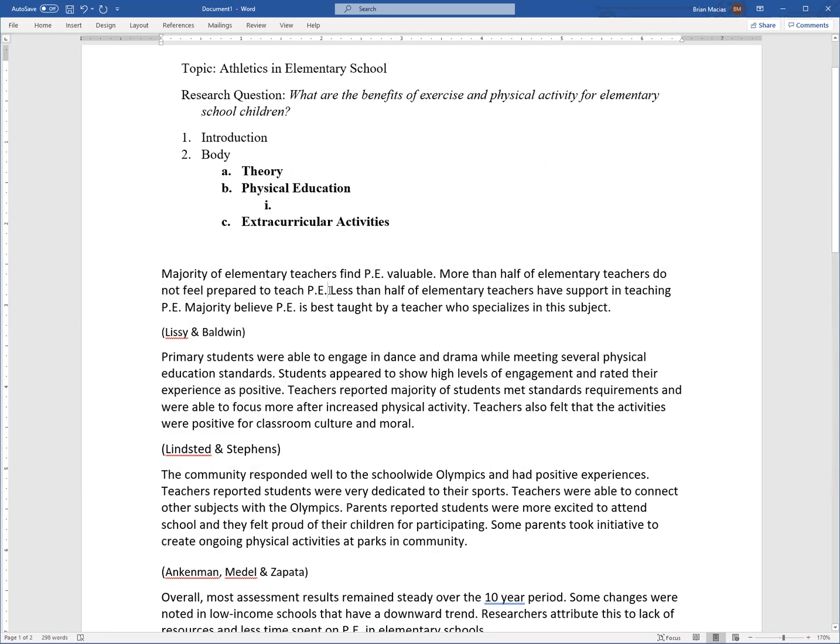The main thing here that I thought stood out to me is that less than half of elementary teachers have support. And so they're ill prepared. There's lack of resources. So I'm just going to paraphrase here. Low in resources and preparation.